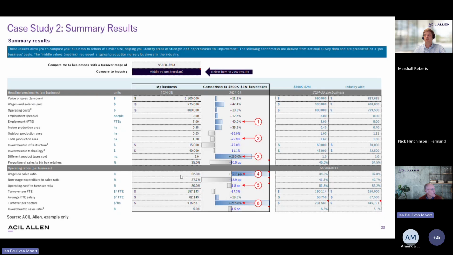And its wages to sales ratio, this is moving into the bottom half of the chart here at number 4. You can see they're 17.8 percentage points higher, so they've got a higher wage structure than benchmark businesses. And their operating costs to turnover ratio, on the other hand, are slightly lower, which is efficient in this case at 1.8 percentage points. And then finally, the turnover per hectare, this is a business that really is getting a lot of turnover per hectare compared to its peers.